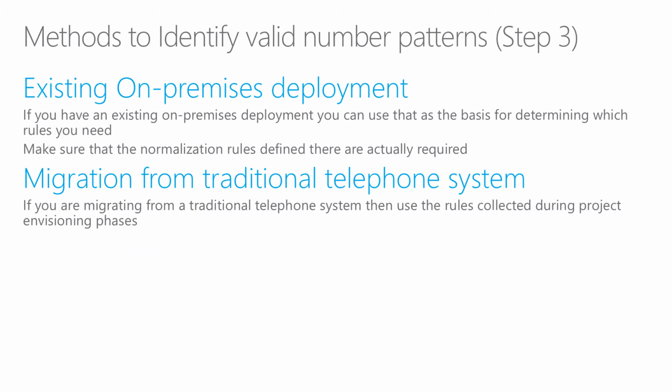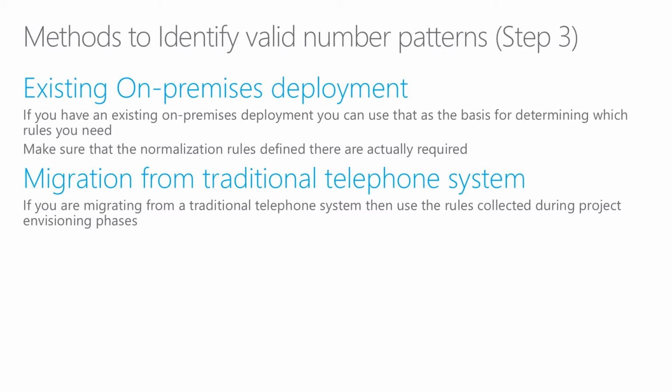In the previous slide, on step number 3, we talked about creating your valid number patterns. On this slide, we wanted to give you some examples of how you could identify what these valid number patterns are. If you have an existing on-premises deployment, that's probably the best starting point to go and look at to determine which rules you need.